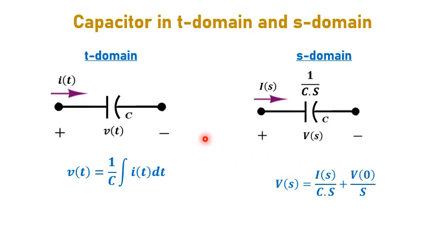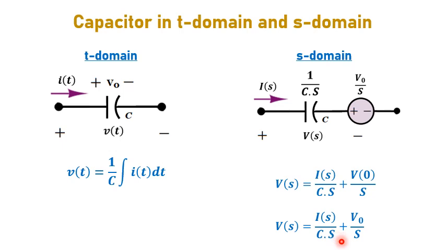Suppose there is a possibility that in a circuit, when closing or opening the switch, there is a voltage existing across this capacitor. Let us take the voltage as V0. In that case, the S domain representation will have a voltage source of V0/s, because this is a constant. When you take the Laplace transform of a constant, it will be V0/s. In that case, this V(0) becomes V0. So I(s)/(Cs) plus V0/s.